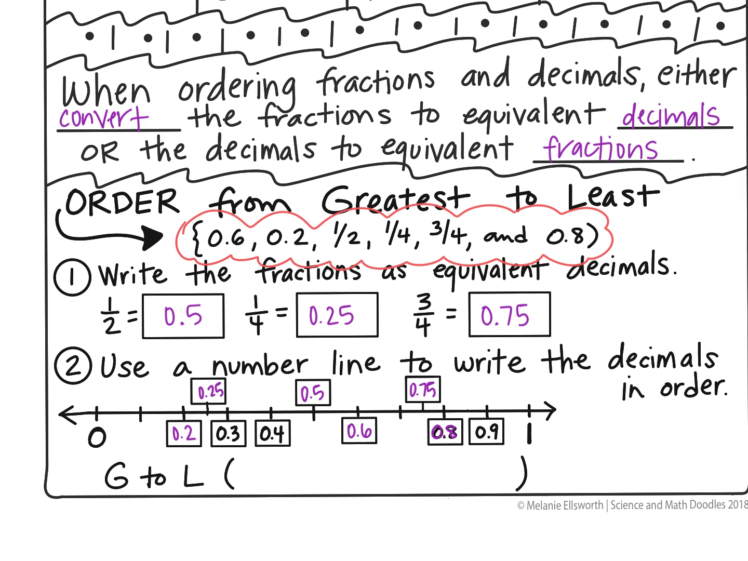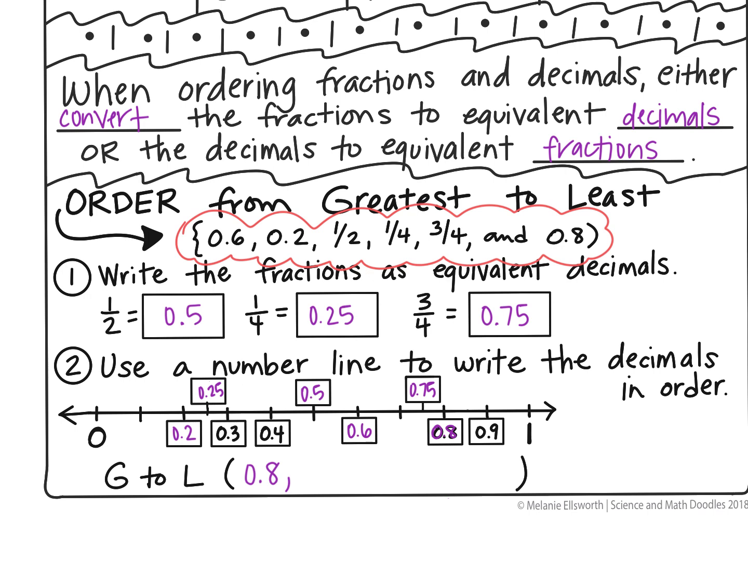So we're going to go ahead and start. We're going to look at our number line and determine which of these numbers that I was given would get listed first as the greatest. Which one goes first? Out of that whole set, I have 1, 2, 3, 4, 5, 6 numbers that I need to list. Which one goes first? How do I read this number?